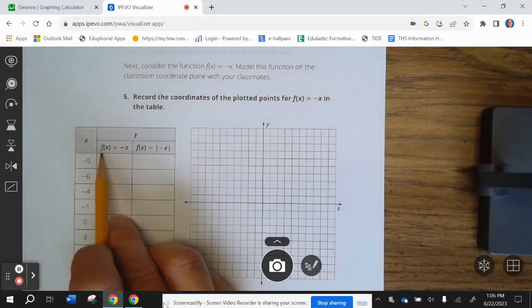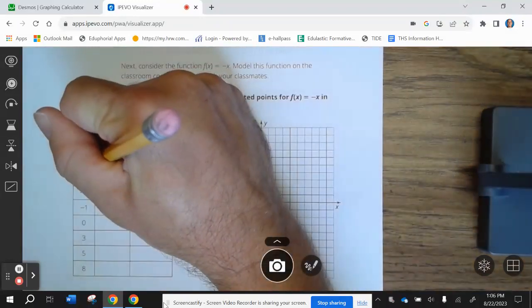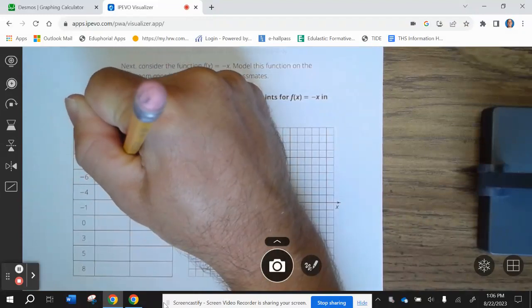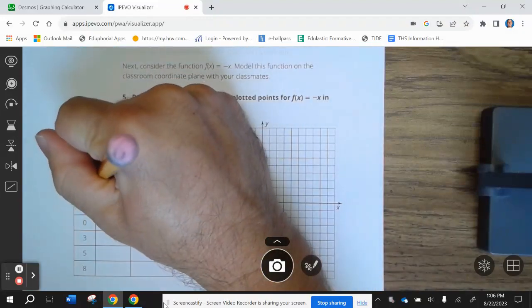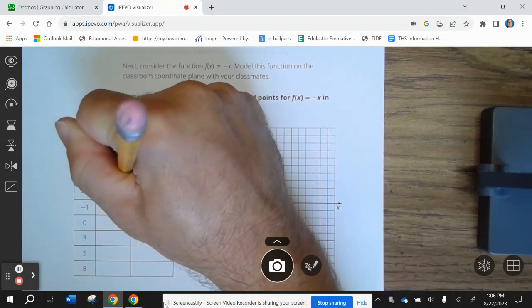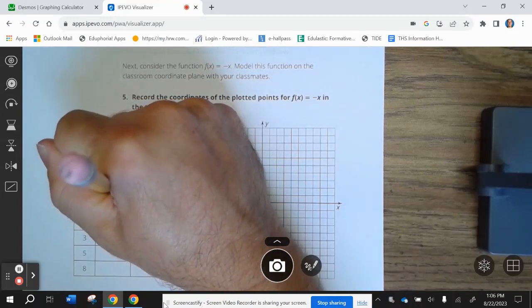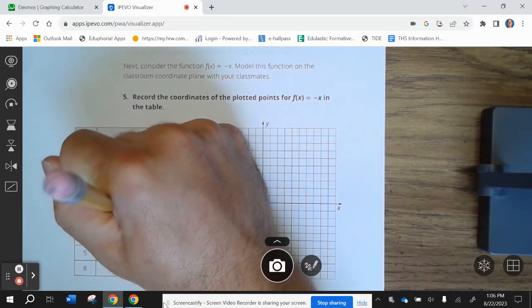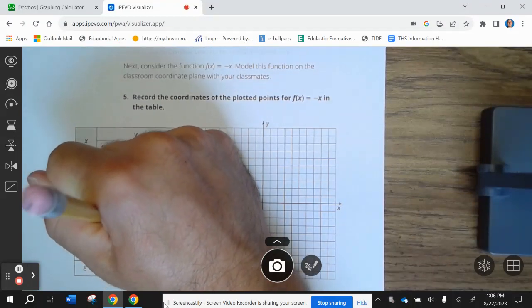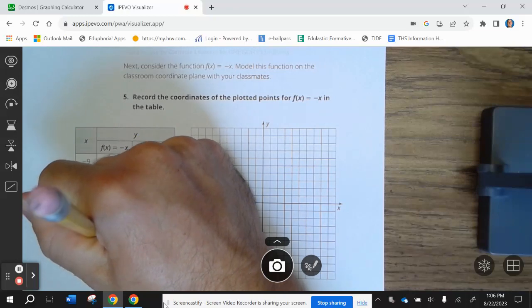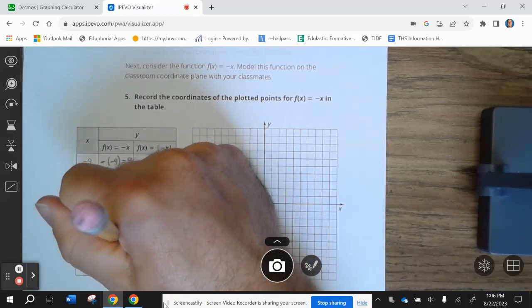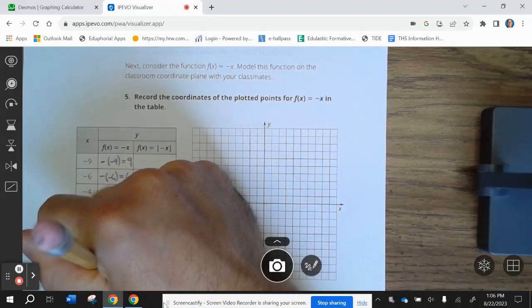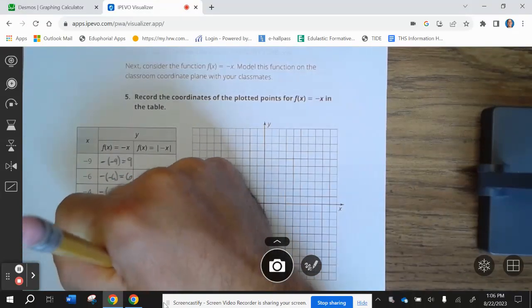So when f of x equals negative x, that's negative times negative 9, which equals positive 9. That's negative times a negative 6, which equals positive 6. Negative times a negative 4, which equals positive 4. Negative times a negative 1, which equals positive 1. Negative times 0 equals 0. Negative times 3 is negative 3. Negative times 5 is negative 5. And negative times 8 is negative 8.